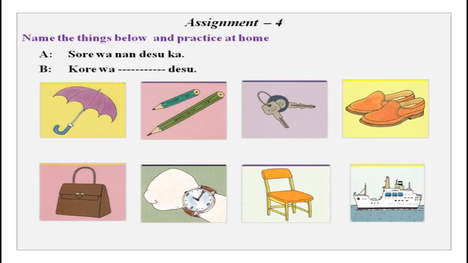Now we'll go on to the next assignment, which was name the things below and practice at home. This practice is basically for sore and kore, as we had done in lesson 5. You have a lot of pictures here. You already know the names of these things. We have done it a number of times, but that is not important. The important part over here is for you to do sore and kore.